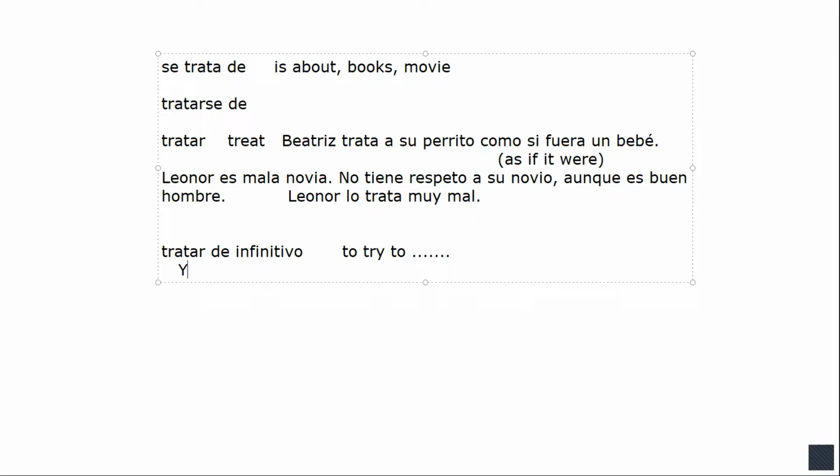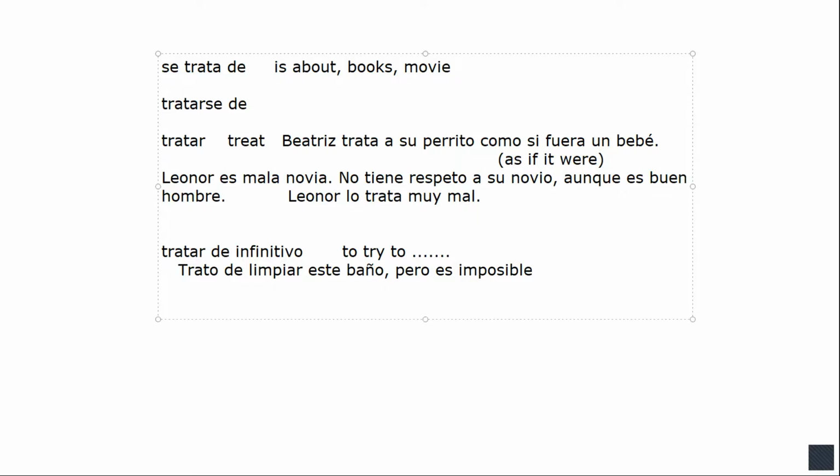So, trato de limpiar este baño, pero es imposible. Trato de limpiar este baño, pero es imposible. I'm trying to clean this bathroom, but it's just impossible. Yeah, it's hard, difficult, a mess.